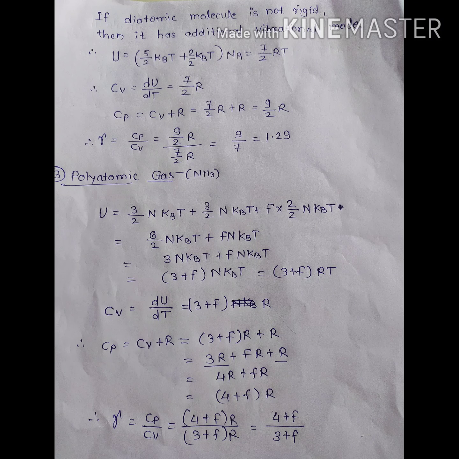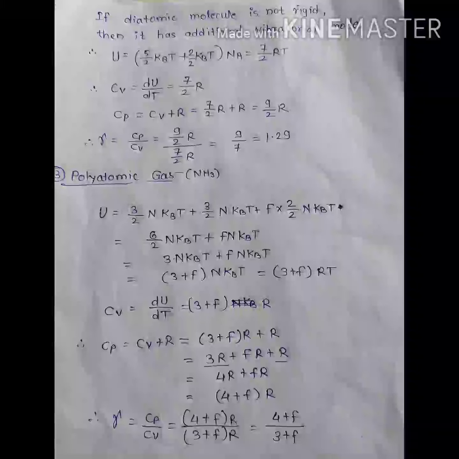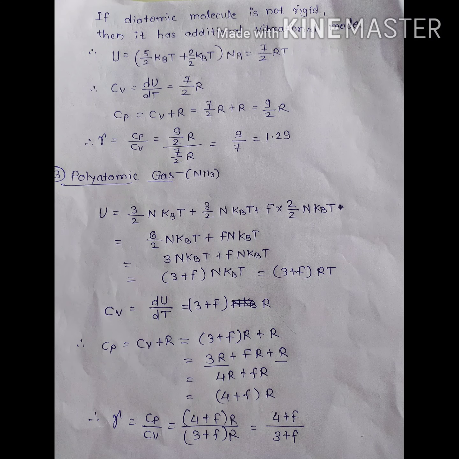Cp, by Mayer's relation, becomes Cp = Cv + R. Substituting the value of Cv from the above equation, 7/2 R + R = 9/2 R. Therefore now the ratio of the two specific heats, gamma = Cp upon Cv = 9/2 R divided by 7/2 R. Here R gets cancelled, 2 gets cancelled, therefore the ratio becomes 9/7, which is equal to 1.29.